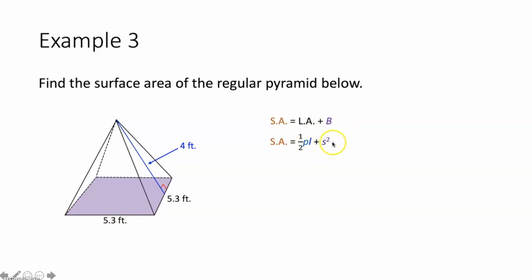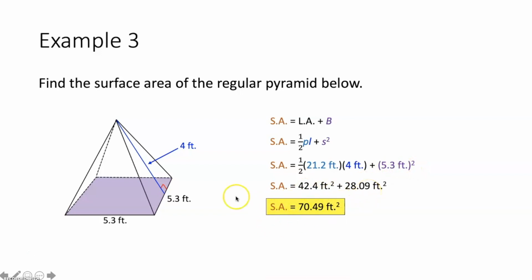So now I just need to plug in what I know. I know that since this is a square, all of these sides are going to be the same. So the perimeter of my base is just going to be 5.3 feet plus 5.3 feet plus 5.3 feet plus 5.3 feet. I'm going to then plug in for my L, my slant height, 4 feet because they give us that. And the area of my base is going to be the length of one side squared because this is a square. So I take 5.3 feet, plug that in for S here, and now all I have to do is just simplify this. I multiply these together, square this, and then add those two quantities together, and I get that the surface area or total area of this regular pyramid is going to be 70.49 feet squared, or square feet.